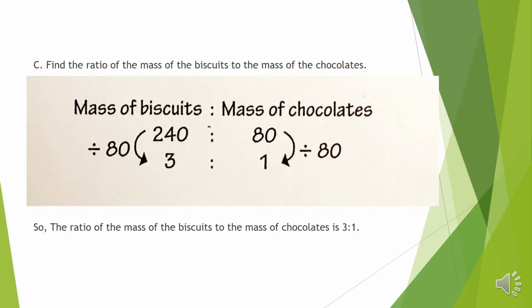And then C. Find the ratio of the mass of the biscuits to the mass of the chocolate. So we got that the mass of the biscuit equals 240, and the mass of chocolate equals 80. So we simplify it, we divide 240 with 80 equals 3, and then we divide 80 with 80 equals 1.